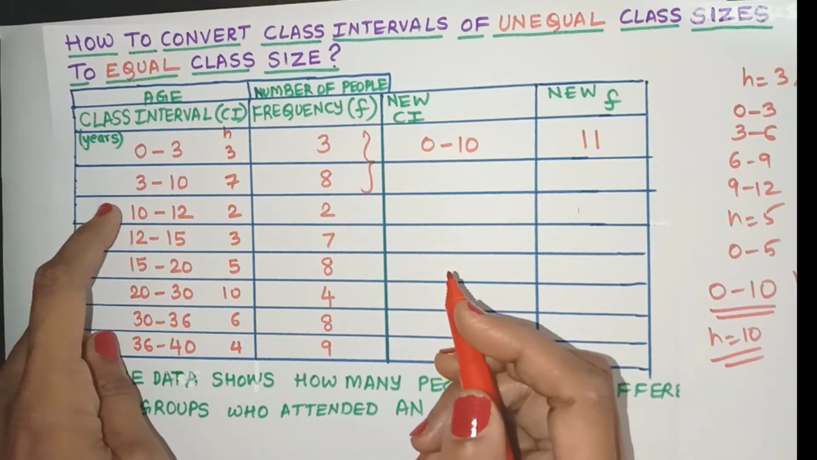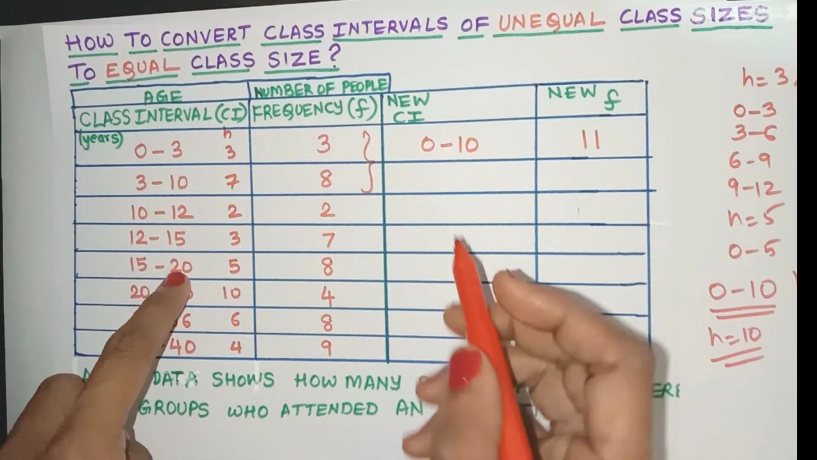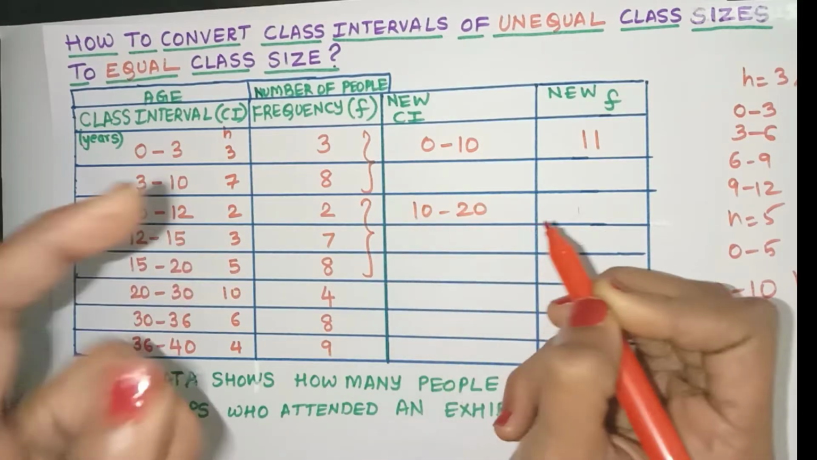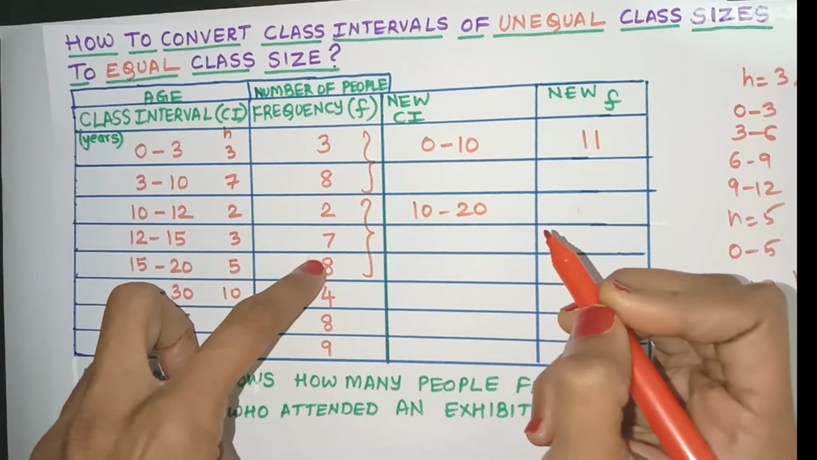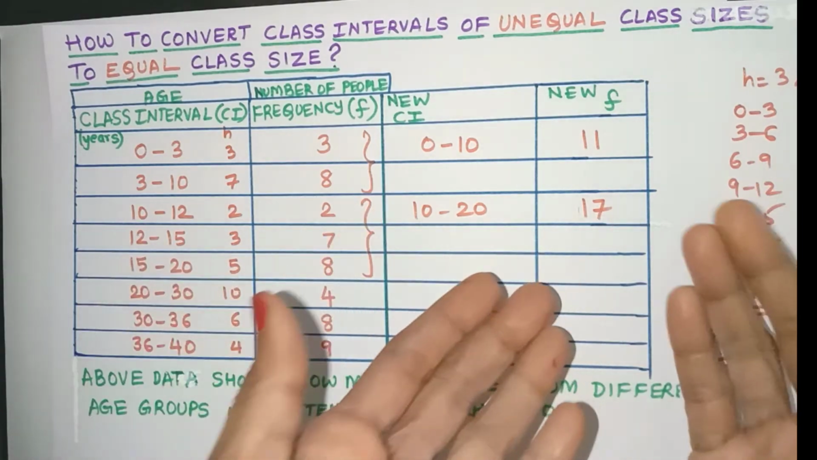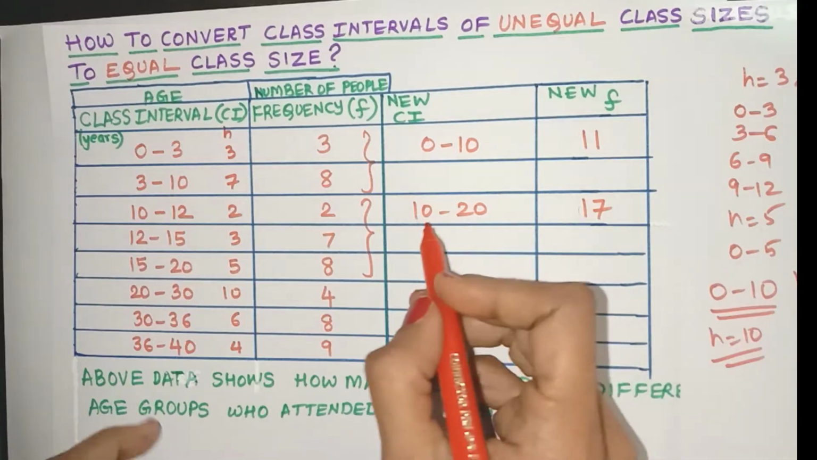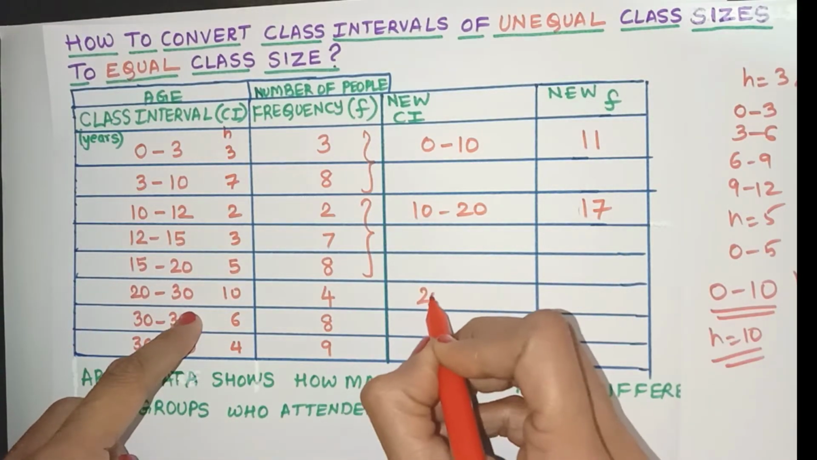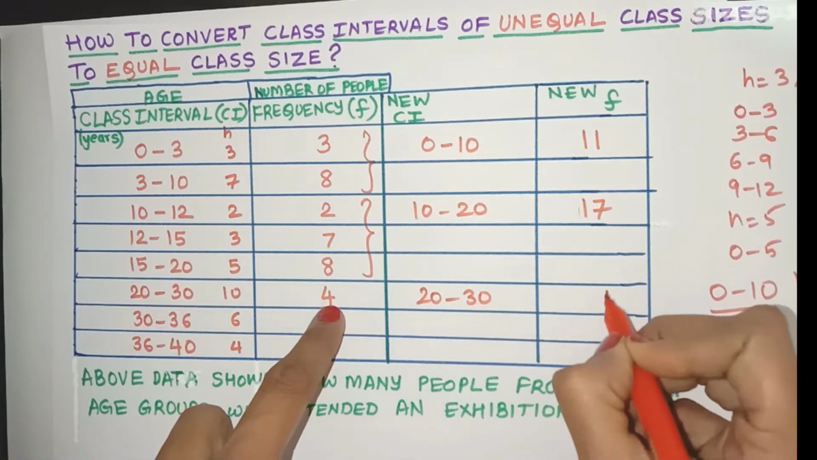Similarly, I'm combining 10 to 12, 12 to 15 and 15 to 20, right? I'm combining it as 10 to 20. So what do I do? I just add these three frequencies. 2 plus 7, 9, 9 plus 8, 17. That's it. I got the new frequency for 10 to 20. Similarly, 20 to 30, I don't need to change anything. So I'll just keep it as 4.